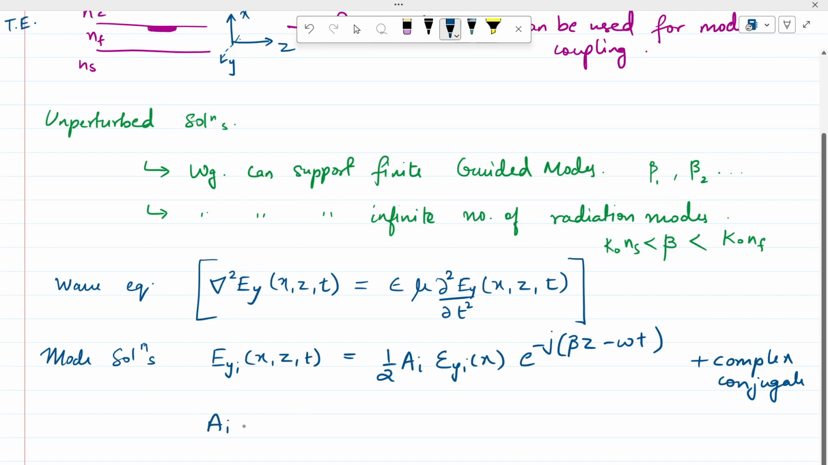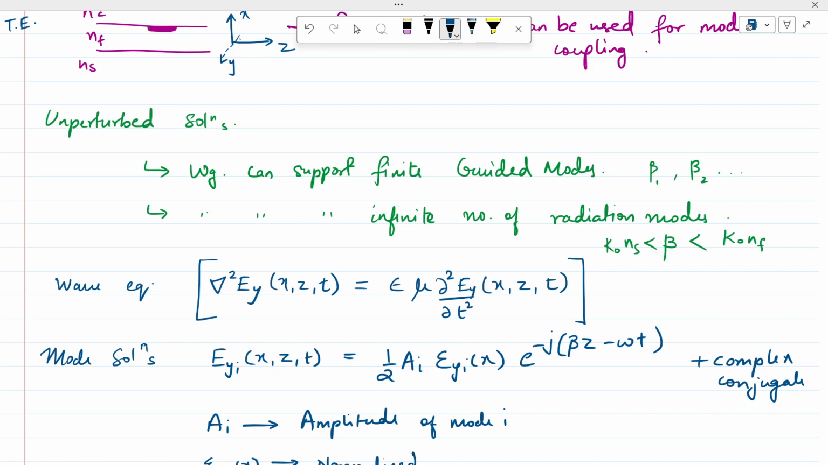Here I'll just write down: Ai is the amplitude of mode i, and Eyi of x is the normalized amplitude distribution, or the mode profile, of mode i.